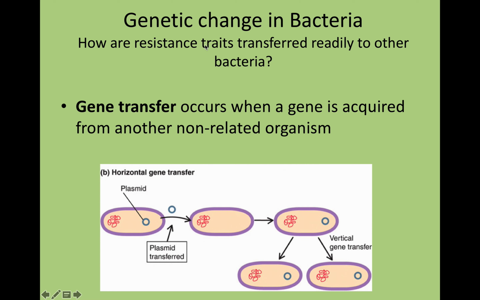Looking at a second question that we mentioned before: how are resistant traits transferred readily to other bacteria? That occurs through what we call gene transfer mechanisms. This is when a gene is acquired from another non-related organism. So here we have a plasmid inside a bacterium. This plasmid is transferred to this other bacterium, and now we go from a vertical to a horizontal gene transfer mechanism. So this bacterium here is potentially non-related to this bacterium, but it acquires the plasmid from it: horizontal.